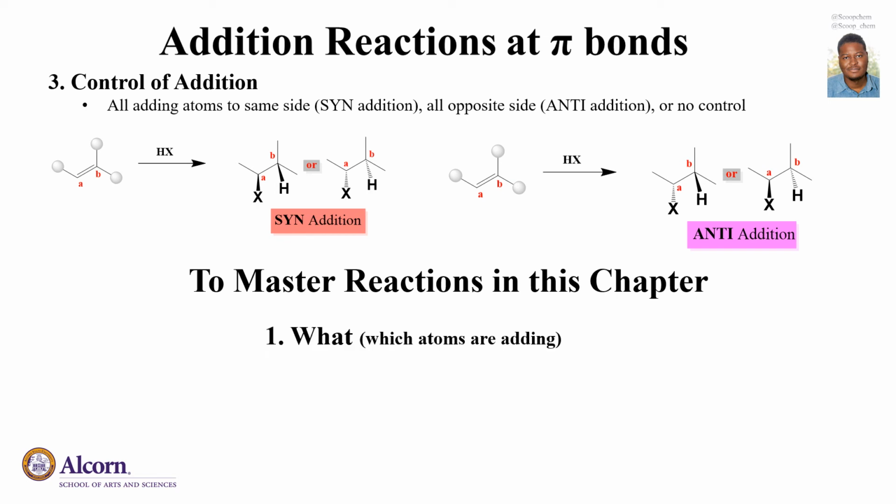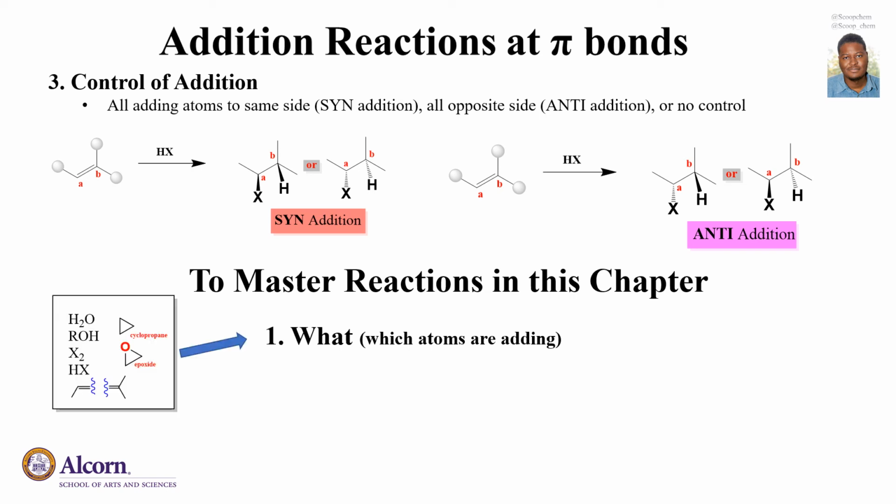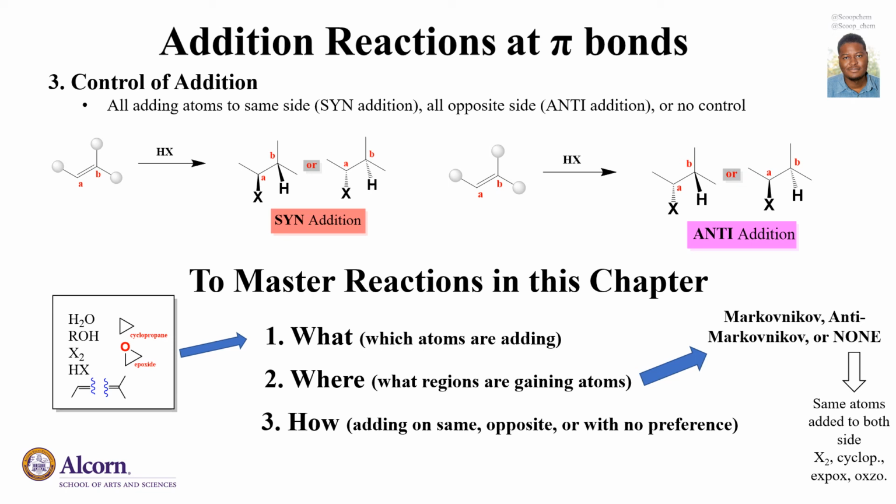What is the first question you should ask? What atoms are adding? Again, it could be water, alcohol, halogen, or a hydrohalogenation. I could be forming a cyclopropane ring, an epoxide, or doing some type of oxidative cleavage of a double bond. The second thing you should ask is where. Where are these atoms adding? Are they undergoing a Markovnikov or anti-Markovnikov addition? Or is there no consideration?